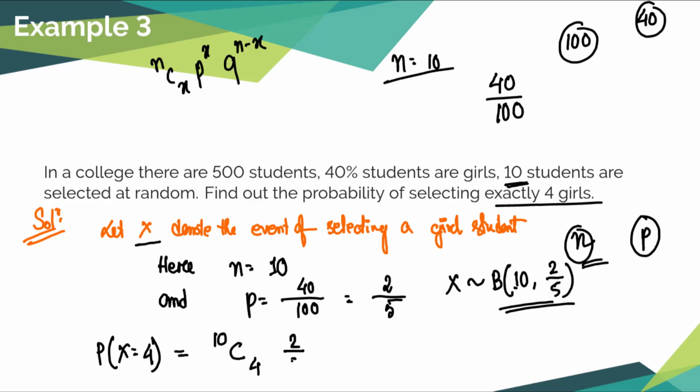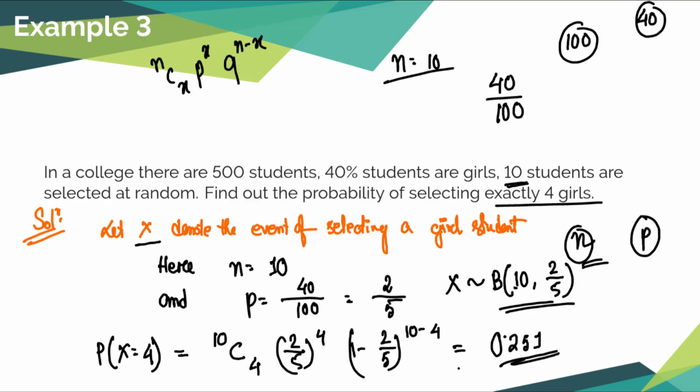What is p? P is 2 by 5 to the power 4. And what is q? Q is 1 minus 2 by 5 to the power 10 minus 4. 10 is n, 4 is x. So if you solve this, you will get the value of getting exactly 4 successes. Now this will be equal to 0.251. This is the simplification of this calculation, 10C4 into 2 by 5 to the power 4, and this will be 3 by 5 to the power 6, which is equal to 0.251.